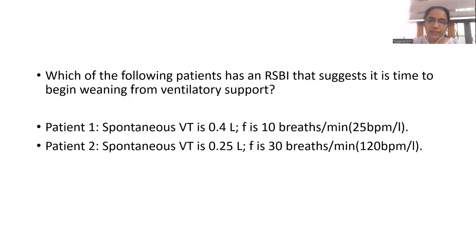And the second patient has a spontaneous tidal volume of 0.25 liters and a respiratory rate of 30 breaths per minute. If we calculate the RSBI for both patients, the second patient has an RSBI of 120, which is more than 105 and is likely to fail weaning.